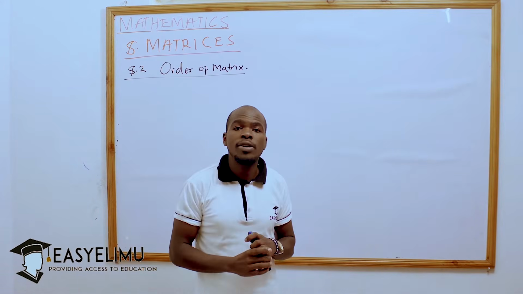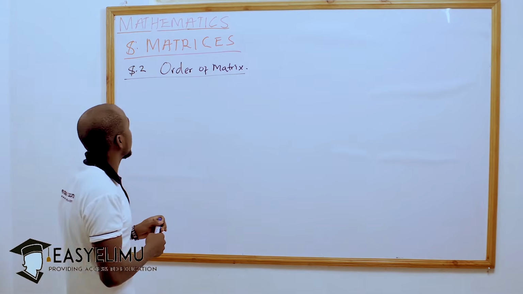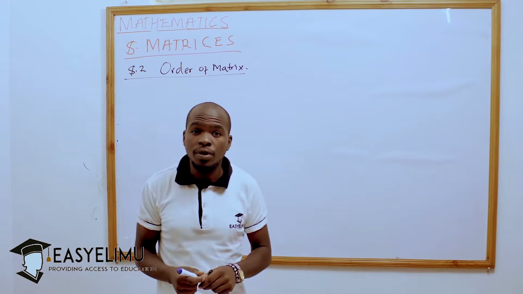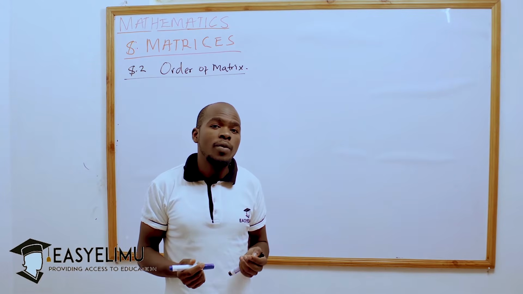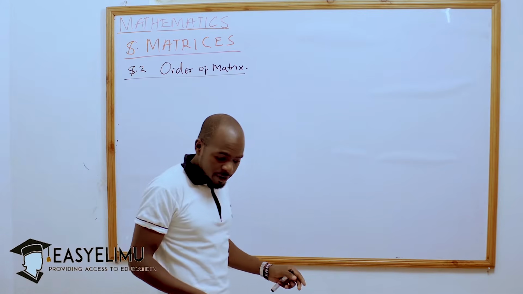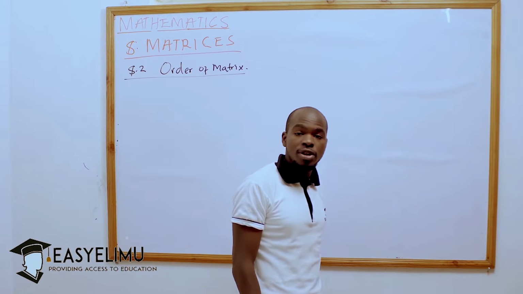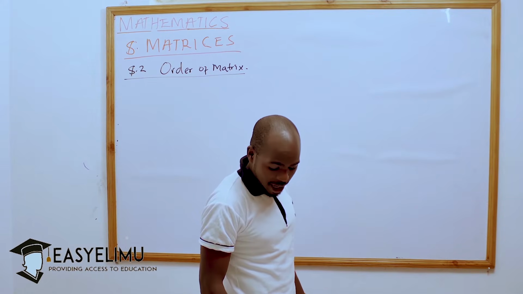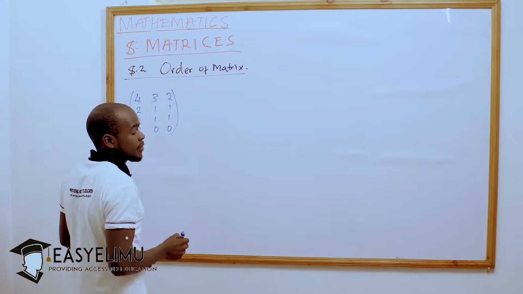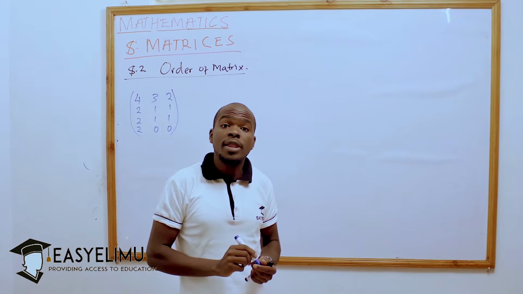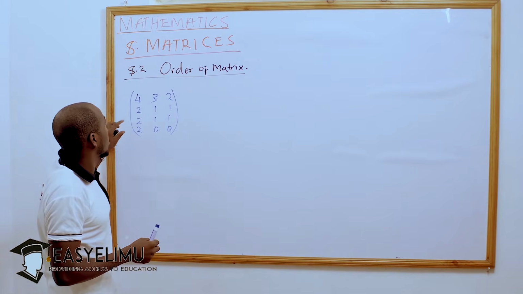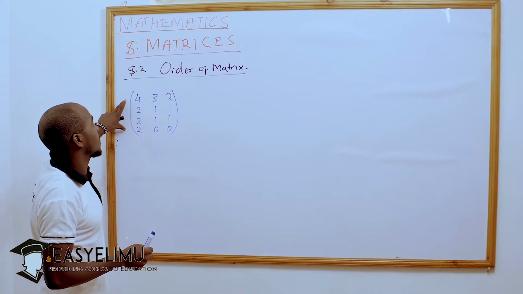Let's now learn more about matrices, and we are going to learn about the order of a matrix. Under this, we shall refer to what it means when we talk about the order of a matrix. For example, in our previous session, we saw that the dosage treatment for malaria gave us this kind of matrix.